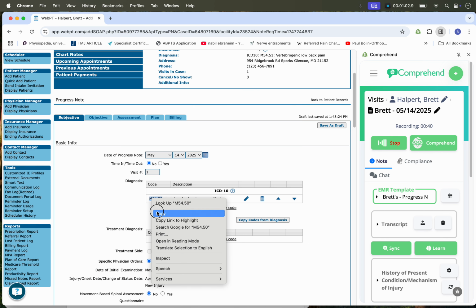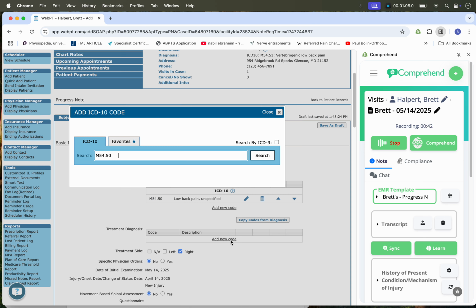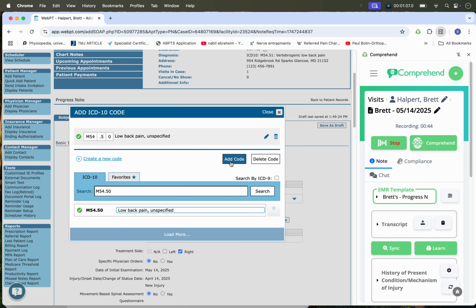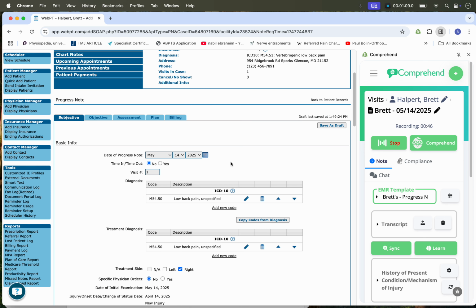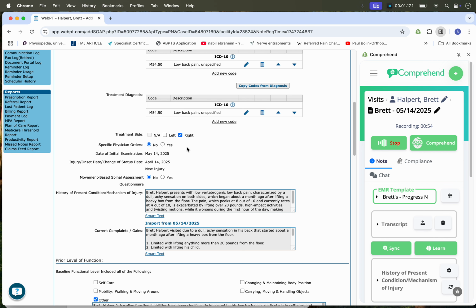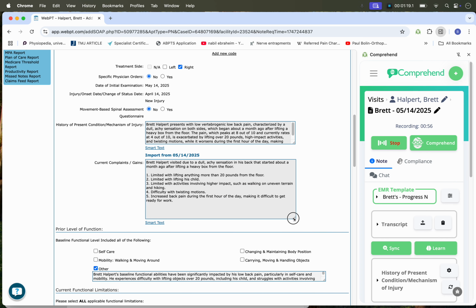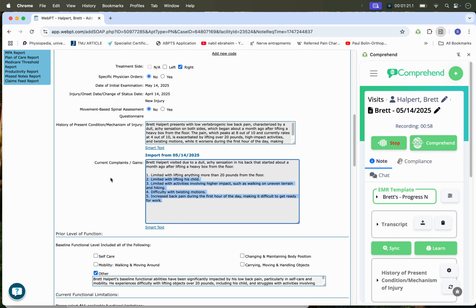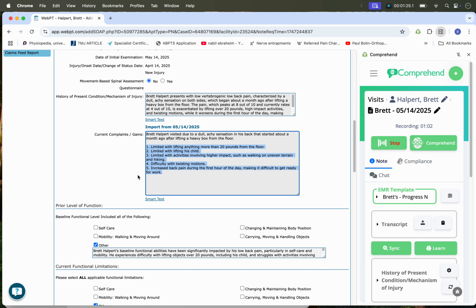Brett presents with a diagnosis of low back pain and mobility deficits. Supporting this diagnosis is the localization of low back pain to the lumbar region and loss of range of motion in multiple directions. Symptoms are worse on the right side. Initially, when Brett started physical therapy, he could not lift more than 20 pounds from the floor. Now Brett can lift up to 30 pounds from the floor, however, cannot lift more than 30 pounds.